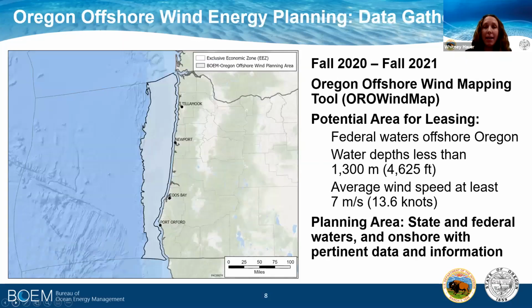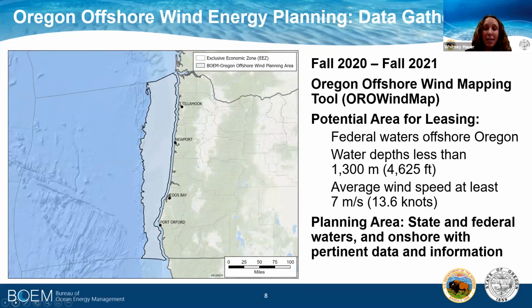As detailed in the plan, the data gathering effort is roughly a 12-month process, with the start of the finalization of the data gathering plan from the fall of 2020, planning to run through this fall of 2021. The Oregon Offshore Wind Mapping Tool, or OROWindMap, is the tool that BOEM and the state are using to collect that data and to provide data visualization to the public.